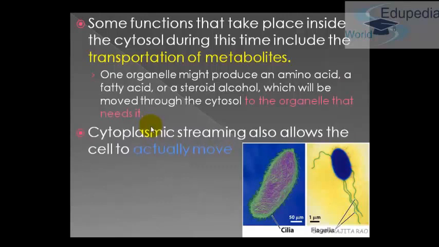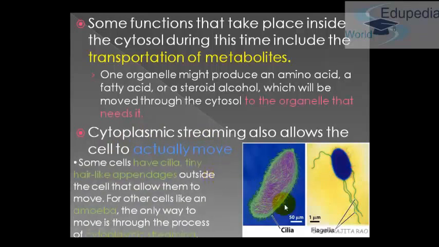And apart from that, cytoplasmic streaming also helps the cell to actually move. Most cells have cilia, these tiny hair-like projections right here, and some have flagella, this tail-like structure. But some cells like amoeba don't have anything at all.